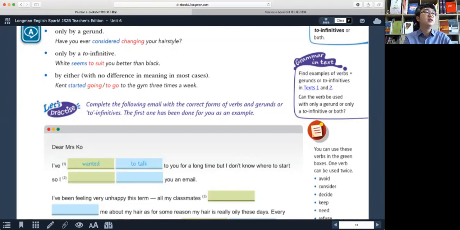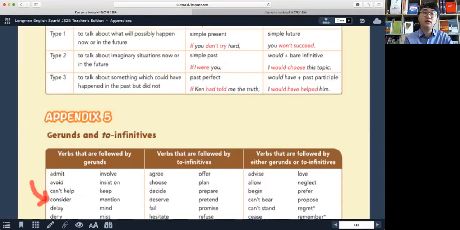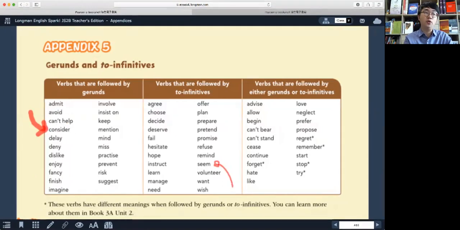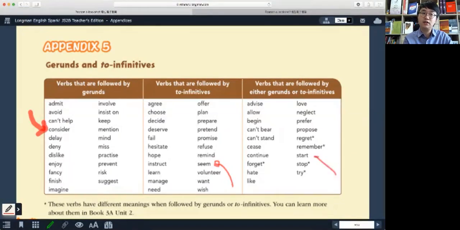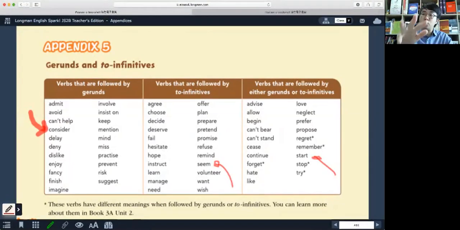Kent started going or to go to the gym 3 times a week. Start. So let's see if we can find start in the first 2 columns on page A10. Can you find start here? No, we can't find it. Where is it? It's here, start. So this is our verb, which can be followed by either gerunds or to-infinitives. So start plus verb-ing, or start to and then a verb, both are fine.